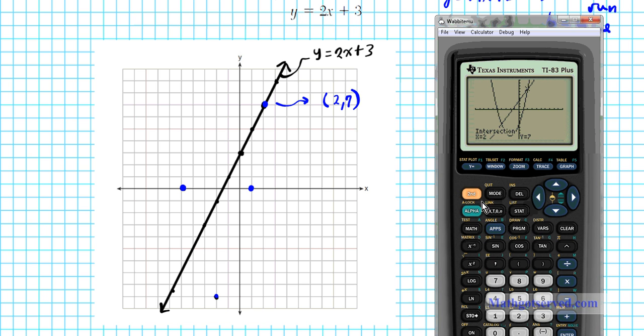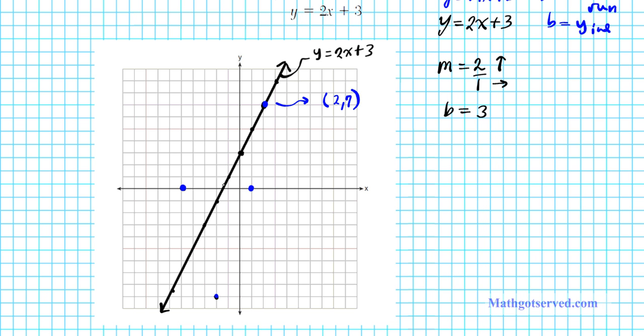So second function, calculate again, intersection, option 5. First curve, please move your cursor to a point close to where the intersection point that you want to calculate is located. Right there. Press enter. Second curve, enter. Guess. The second intersection is at -4 and -5. So let's go ahead and graph that. -4, 1, 2, 3, 4. -5, 1, 2, 3, 4, 5. Right there.